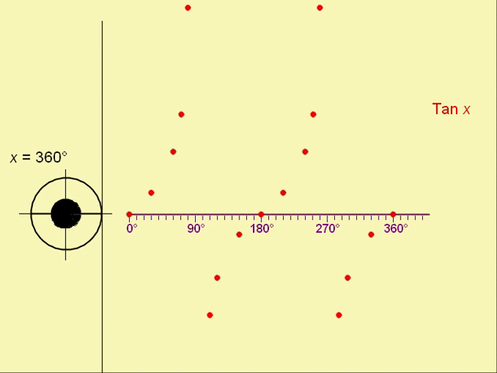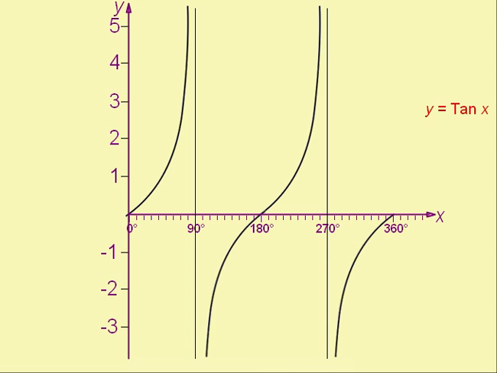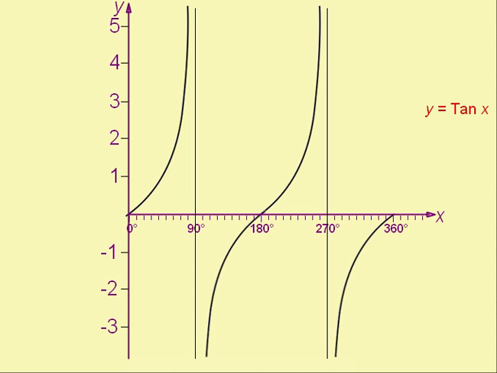Let's tidy this graph up now. So this is the graph of y equals tan x. And we have two asymptotes at 90 degrees and 270 degrees. You're expected to memorise the shape of this graph. Personally, I find it really helps to memorise the asymptotes as well, because this helps me produce this graph.